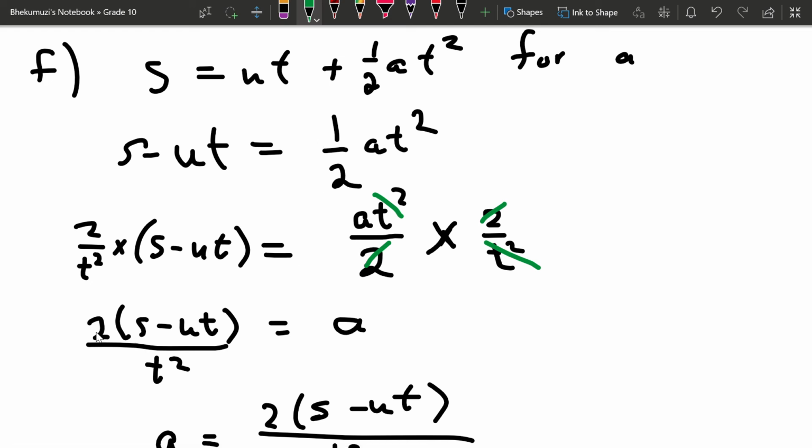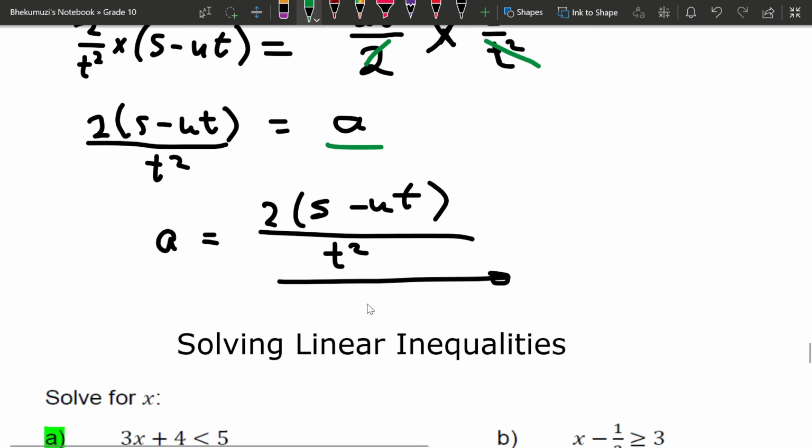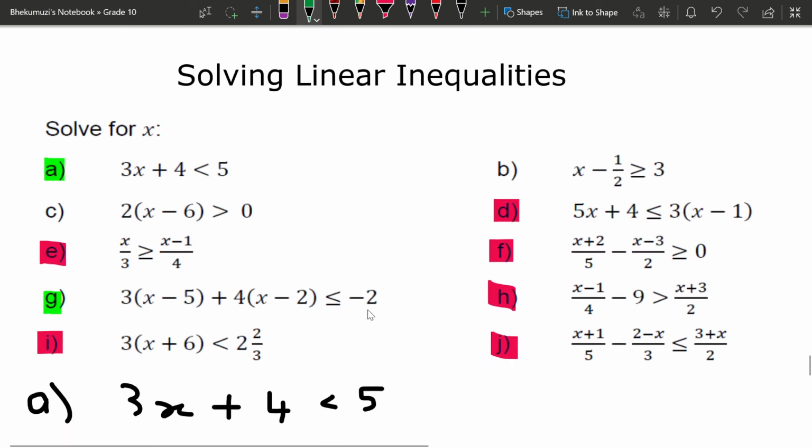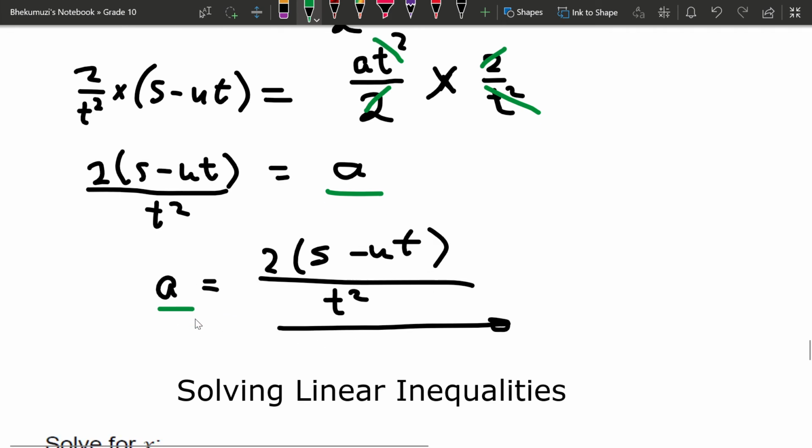You can still rewrite it as 2 in the bracket s minus ut, all divided by t to the power 2, which is equal to the acceleration. But then we can just rewrite it again and say the acceleration is equal to 2 in the bracket s minus ut, and then all divided by t squared. Okay, so that's literal equations, where you just need to be able to rewrite the equation and make one of the variables the subject of the formula.